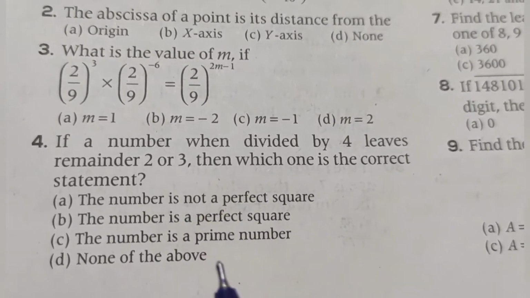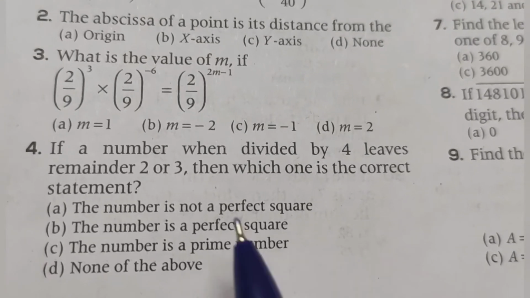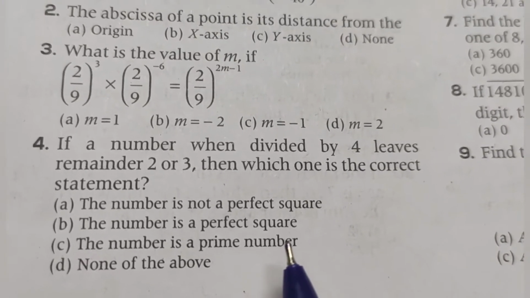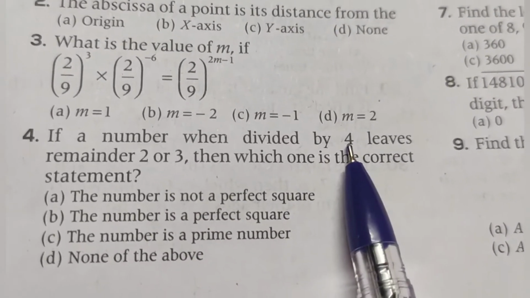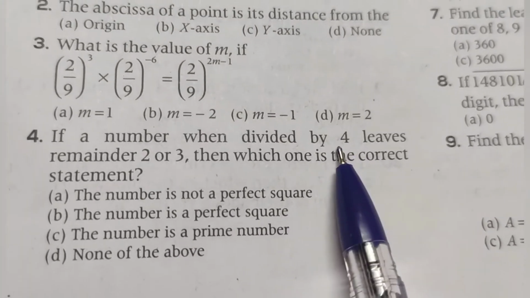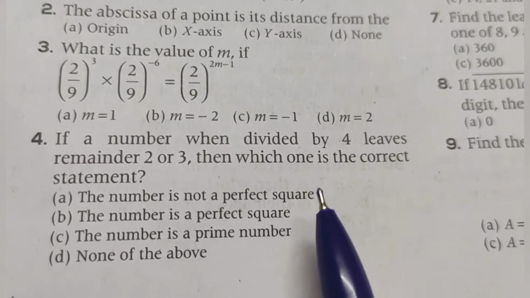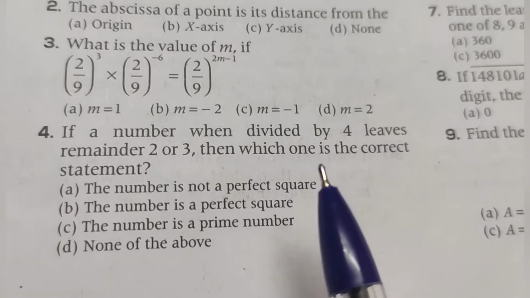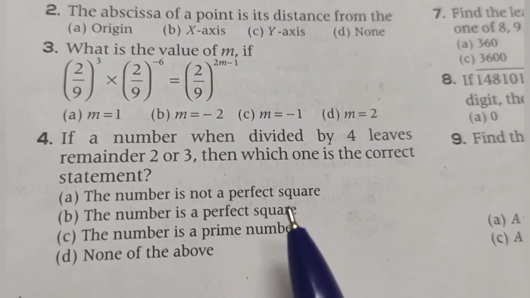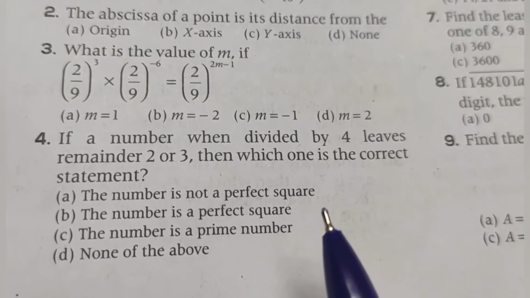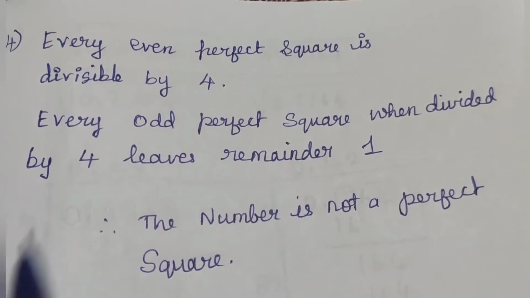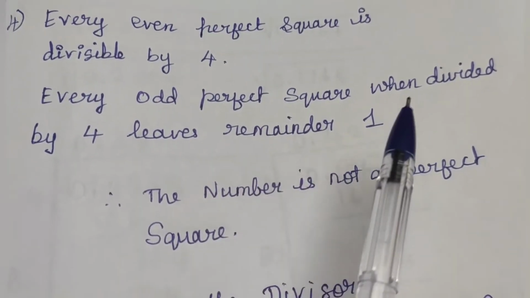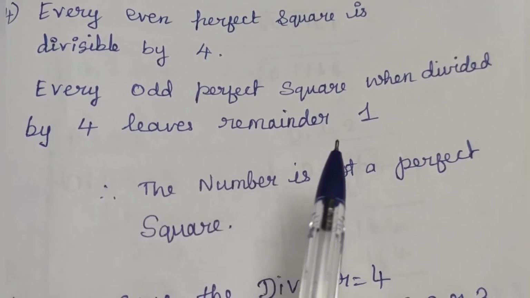So when you talk about perfect squares, note the first point. Even perfect squares are divisible by 4. What about the odd perfect squares? When divided by 4, they leave remainder 1. Look at these points. Every even perfect square is divisible by 4. Every odd perfect square when divided by 4 leaves remainder 1.